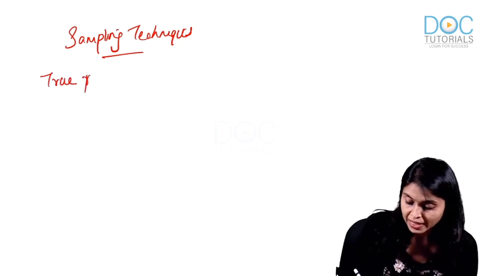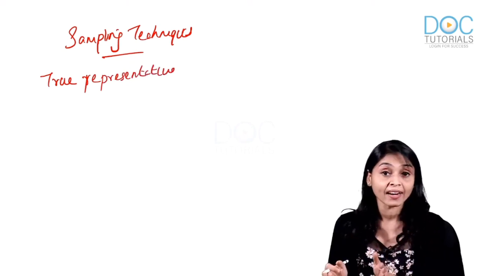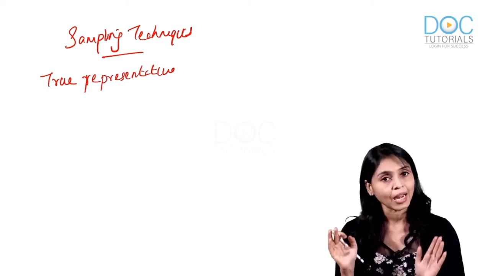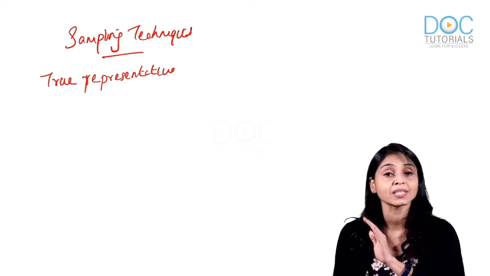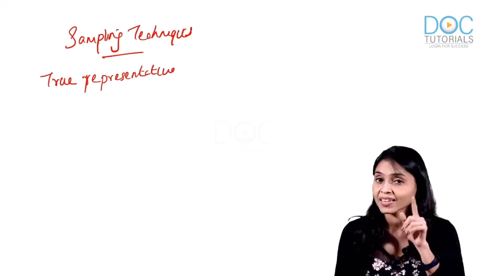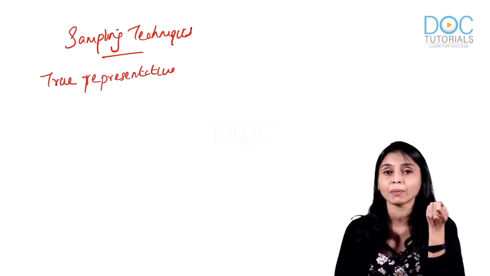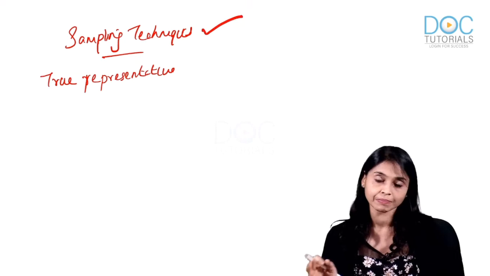What do you mean by that? Your sample must be a true representative of the population. That means if your sample has all the characteristics which are there in the population, then you need to study the sample alone. Now my question is, how can you ensure that your sample is a true representative? For that, there is a scientific technique by which you have to draw or take a sample from the population, and that method is known as sampling method or sampling technique.